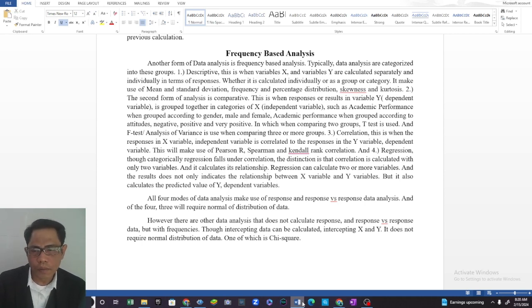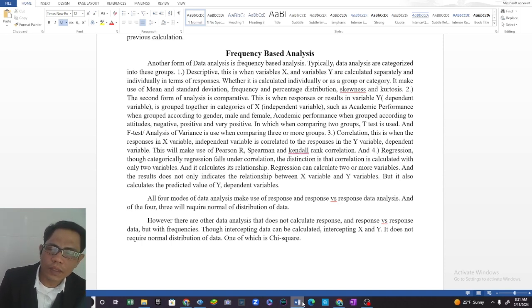The fourth is regression. Though categorically regression falls under correlation, the distinction is correlation is calculated with two variables, while regression, including multiple regression, calculates its relationship. Regression can calculate two or more variables, and the result does not only indicate relationship between x and y, but calculates the predicted value of y in relation to x, which is your dependent variable.